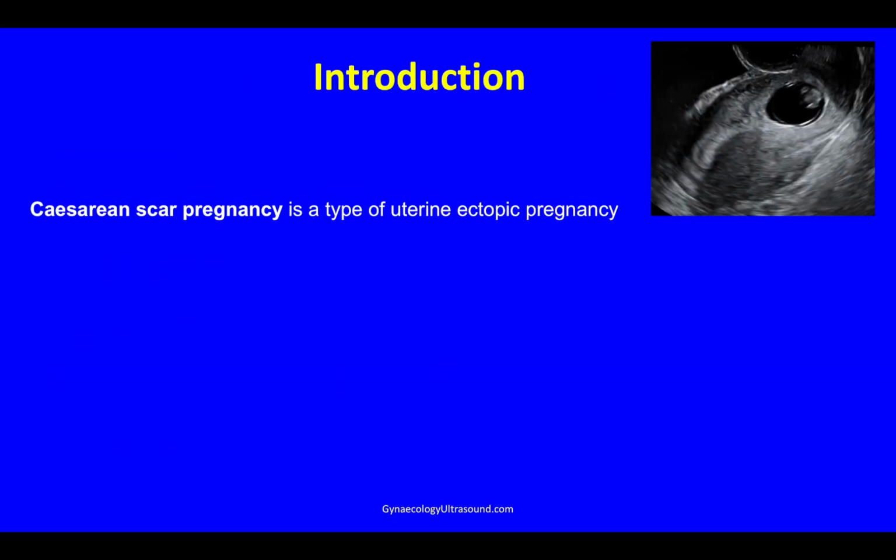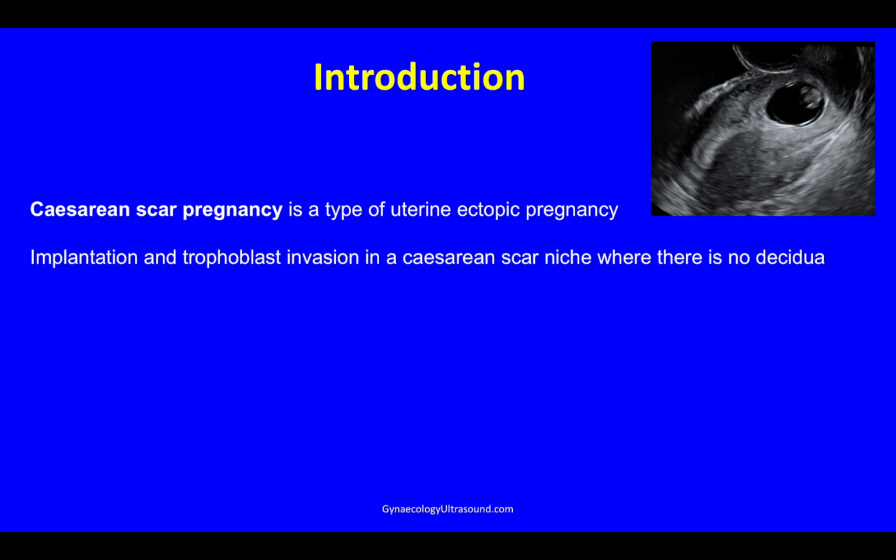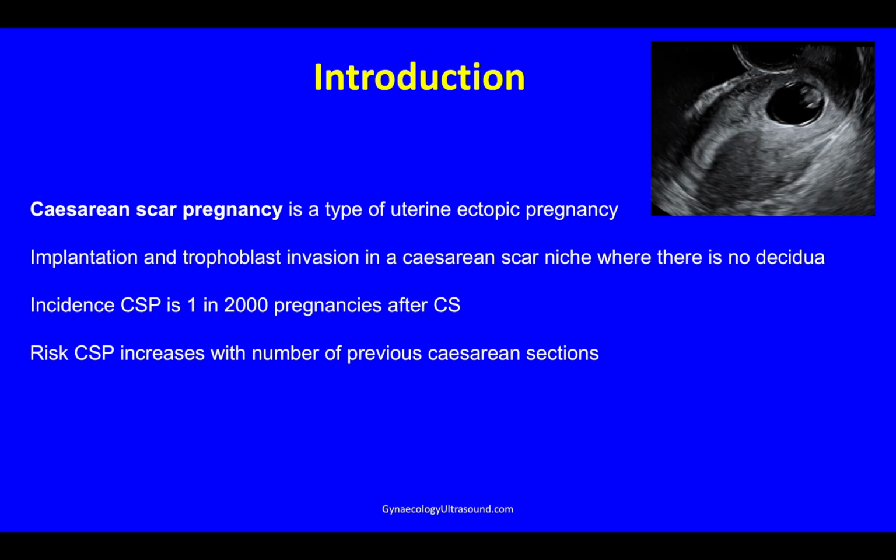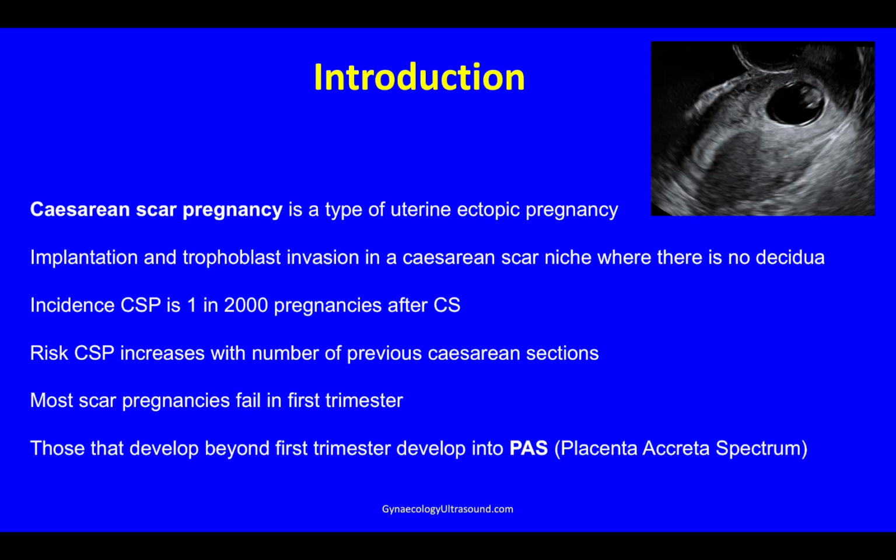A Caesarean scar pregnancy is a type of uterine ectopic pregnancy where the trophoblast implants in a Caesarean scar niche where there's no decidua. The incidence is around 1 in 2,000 pregnancies and the risk increases with the number of previous Caesarean sections. Most scar pregnancies fail in the first trimester, but those that develop beyond that develop into Placenta Accreta spectrum.